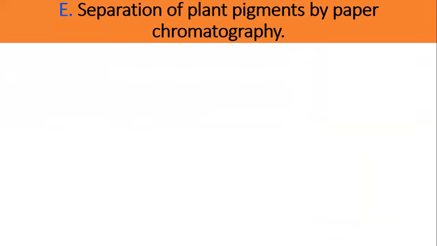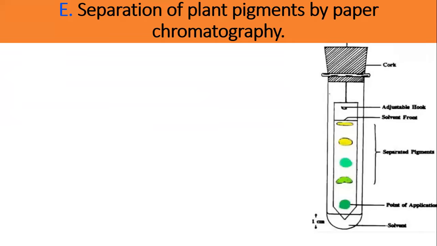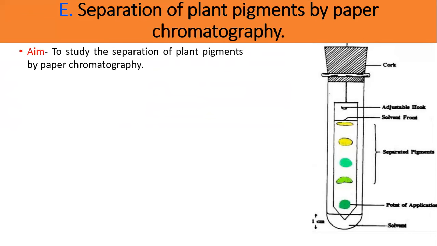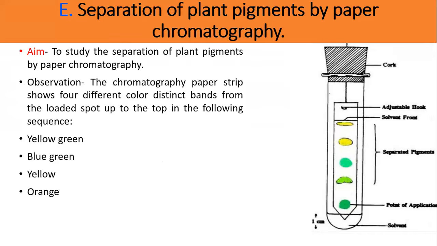Now coming to spot E, they might give you a test tube like this, and inside there will be a paper, and based on this you have to identify that this experiment is of separation of plant pigment by paper chromatography. Since it is for spotting, you don't have to write much for this spot. You will write the aim: to study the separation of plant pigment by paper chromatography. Then you will write the observation. The chromatography paper strip shows four different colors, distinct bands from the loaded spot: yellow green, bluish green, yellow and orange. Each color represents one pigment.